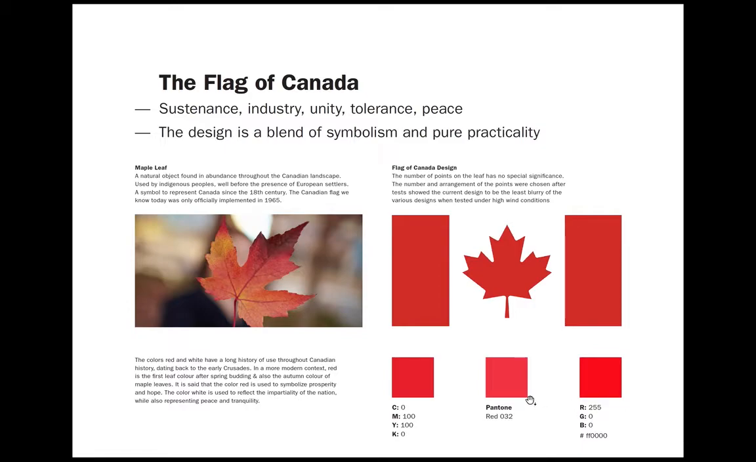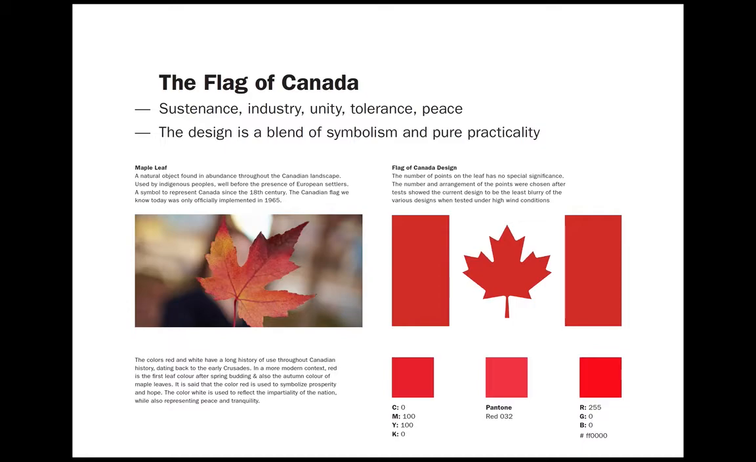which, if you get into why they worked with a maple leaf, it's found throughout the Canadian landscape, used by indigenous peoples well before the presence of European settlers. It's been a symbol to represent Canada since the 18th century, but this has only been in use since the mid-60s, which is interesting. In terms of red and white, there's a long history of that color palette used throughout Canada. And essentially, they're talking about the color white being reflective of impartiality, also connecting to peace and tranquility, while red is this idea of prosperity and dynamism and hope.